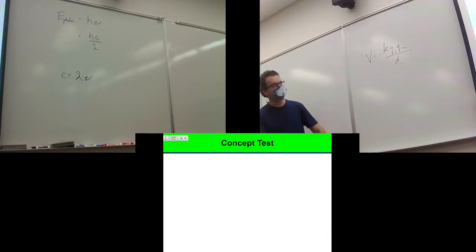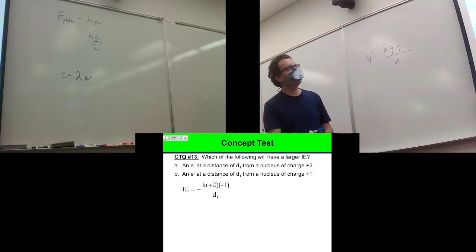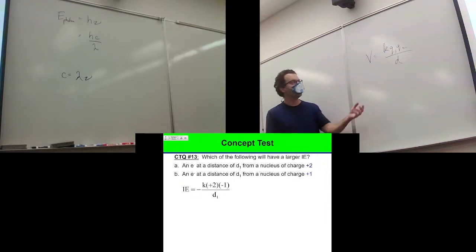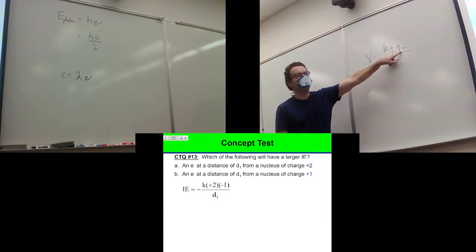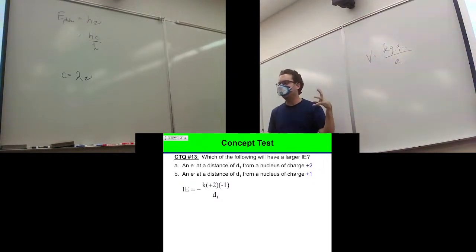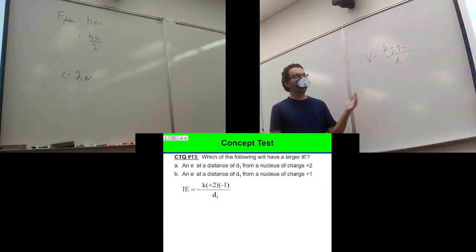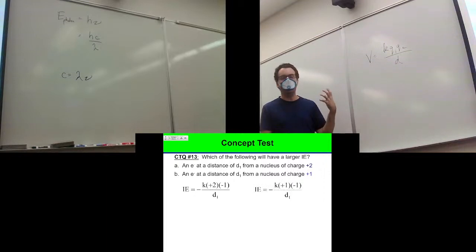So what about if the distances are the same and you change the charge instead? Well, you can see that if you double the charge, the numerator is going to double, and your potential energy is going to double as well, right? It's already negative, so you're doubling a negative, you get a more negative number. So a more negative potential energy, when you have a higher charge, means a higher ionization energy.